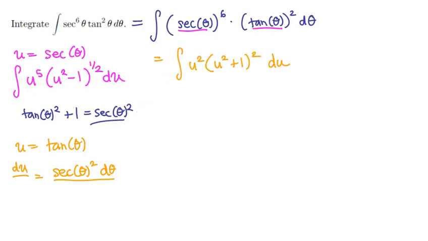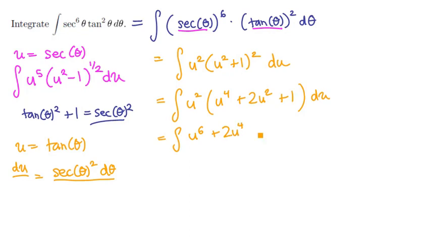So continuing our work up here, let's FOIL out that binomial first. We'll have u squared times u squared squared, or u to the 4th, plus 2 times u squared times 1, plus 1 squared. We can distribute the u squared into this now to get u to the 6th plus 2u to the 4th plus u squared. And now we have a power function, so we just integrate term by term. The first one will get us a 1/7 u to the 7th. The second one will get us, the 2 comes along for the ride, a 1/5 u to the 5th. And the last will give us a 1/3 u to the 3rd.